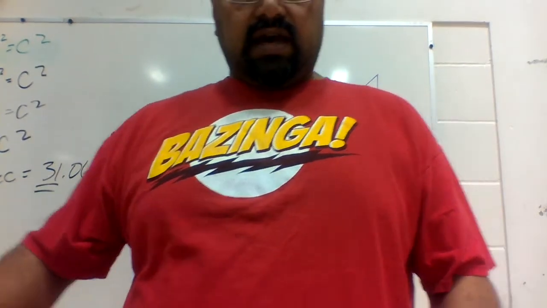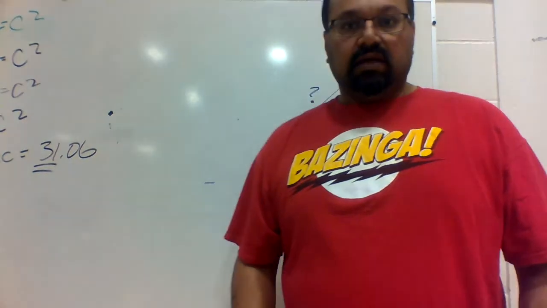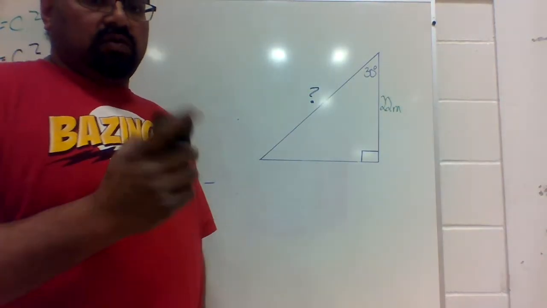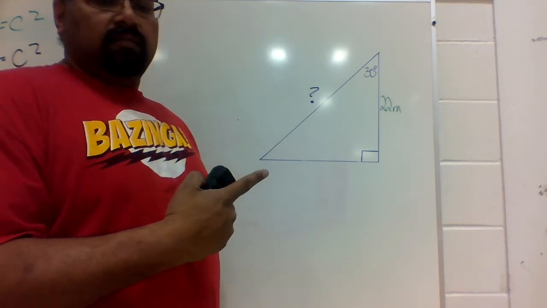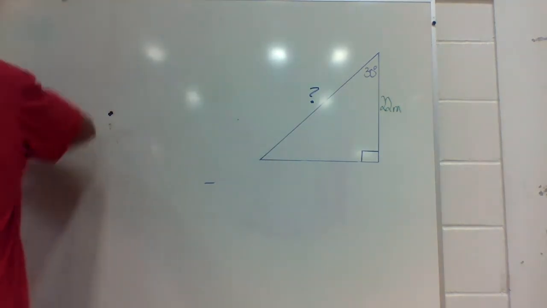Okay. So we're back. Now we're back taking a look at figuring out missing sides using some of the ratios. And in this case, we're going to be using this triangle over here. I'm just going to erase some of this other stuff so it's not in your field of view.